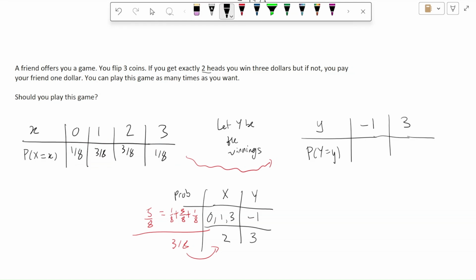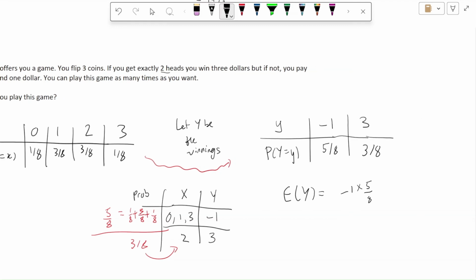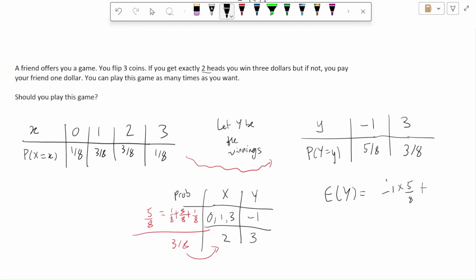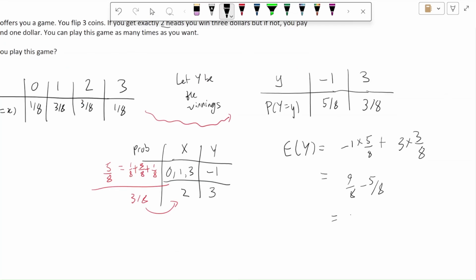So -1 had a 5 out of 8 probability, and 3 had a 3 out of 8 probability. So the expected value of Y is -1 times 5/8. So 5 out of 8 times you lose $1. And we've got to add on 3 times 3/8. 3 out of 8 times you win $3. You can do this on a calculator if you want, but it ends up being 9/8 take 5/8. I've just swapped the order of those two things, which is 4/8, which is 50 cents.